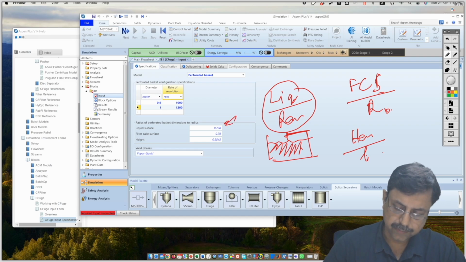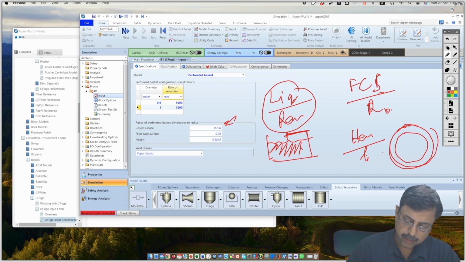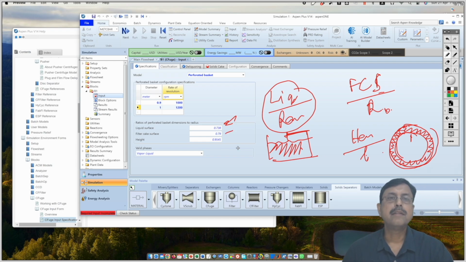Similarly, filter cake surface. Suppose this is the periphery of the inner wall and this is the filter cloth, and the cake has been formed like this. So this is the cake that has been formed after liquid has escaped the filter cloth. Then the filter cake surface is given by the radius over here. And these numbers are all default numbers that Aspen has given. Now you can change them or you can leave them for practice.